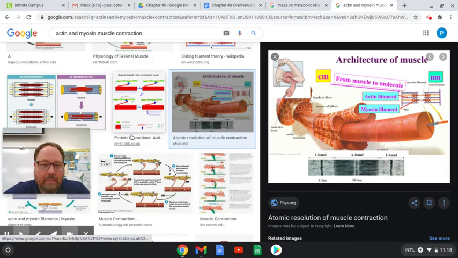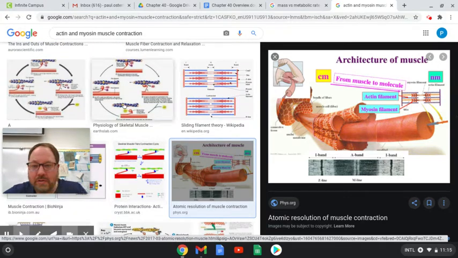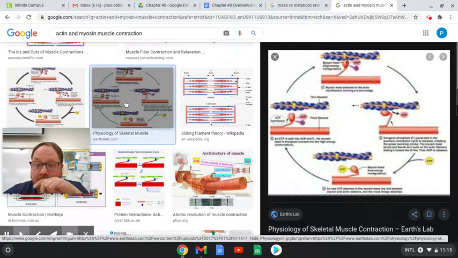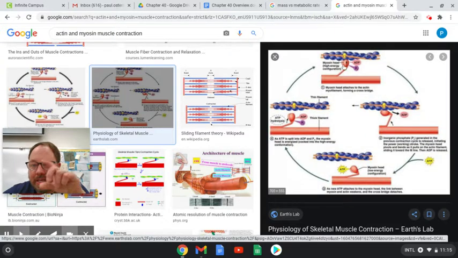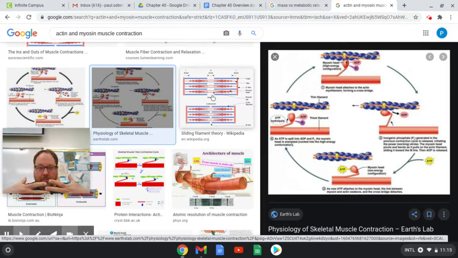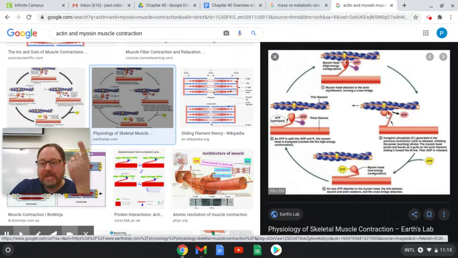Now, if we zoom in on just the actin and myosin, you'll see that myosin has those myosin heads that will row and pull on actin. When they pull on actin, like what you see in red and blue here, it pulls the proteins closer together and the muscles contract.